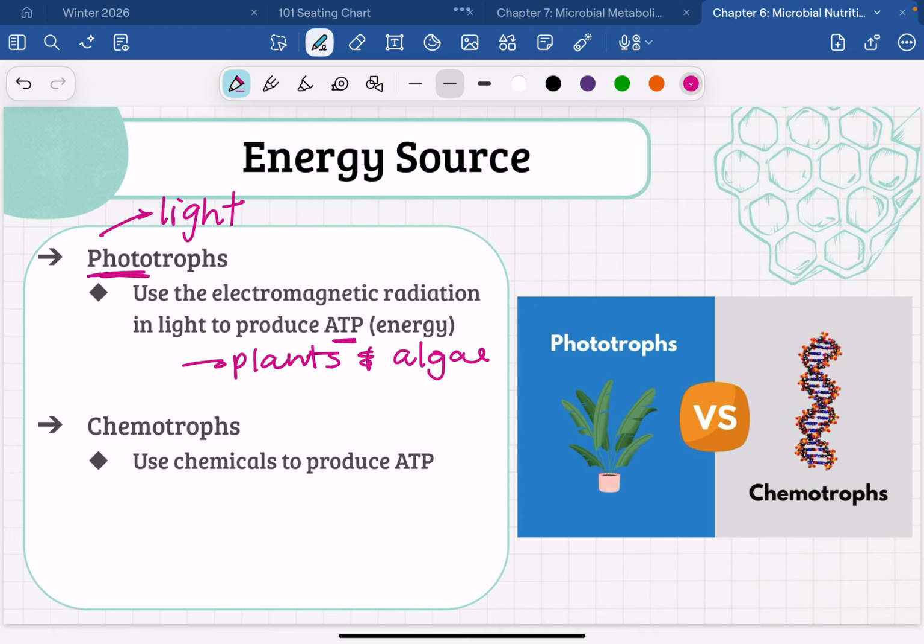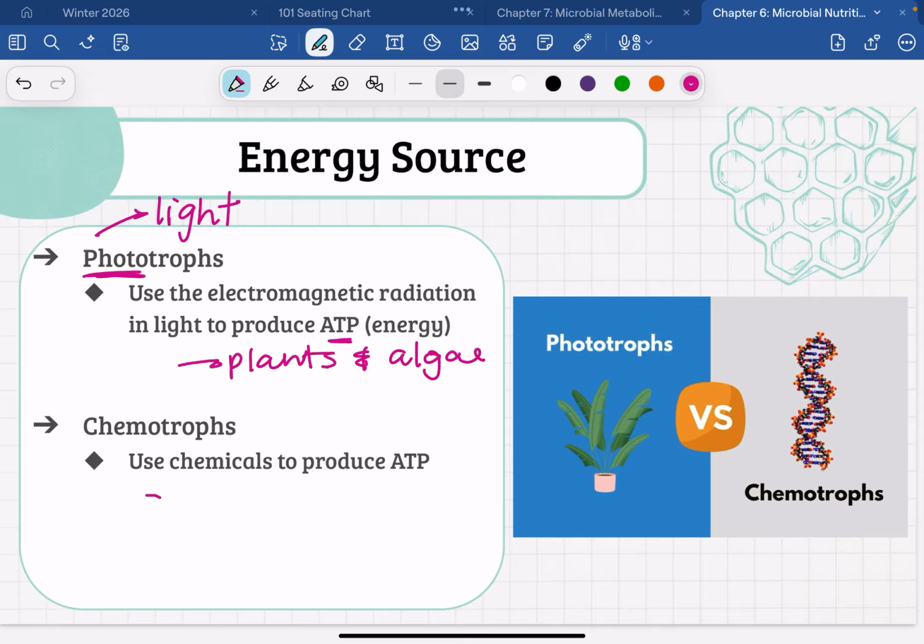Okay? And then the other group are the chemotrophs, and chemotrophs use chemicals to produce ATP. There are lots of different chemicals that organisms can use to produce ATP. By far, the most common one are sugars.